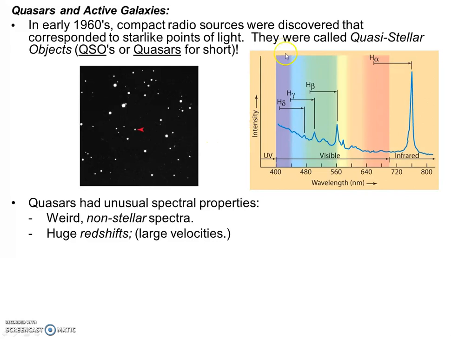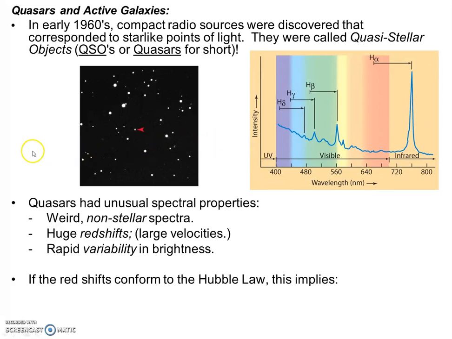They also, however, had rapid variability, and we'll talk about why that's important in a few minutes. But in other words, they would sort of flicker in an irregular way in fairly short time periods, within a few days or a few weeks. So we'll get back to that in a few moments.